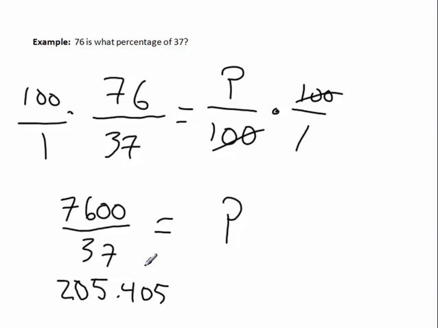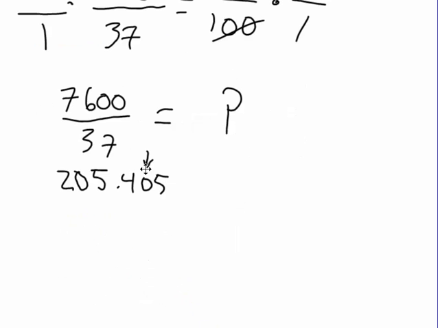205.405. Now again, we want to round to this digit. So we look at the next one, which is 5. And 5 makes us round up. So this digit rounds up, and we get 205.41. 205.41%. Now I don't have to worry about moving my decimal because I used the percent proportion. That was the P over 100.